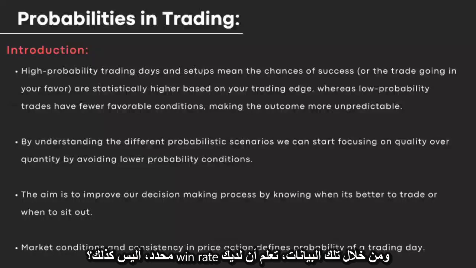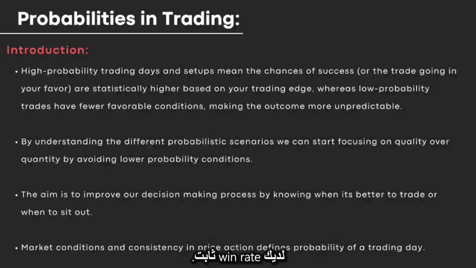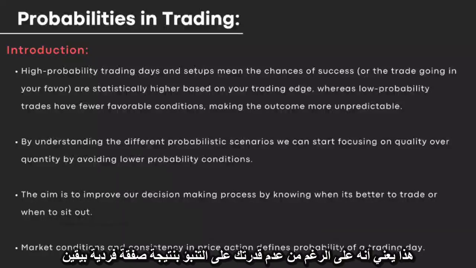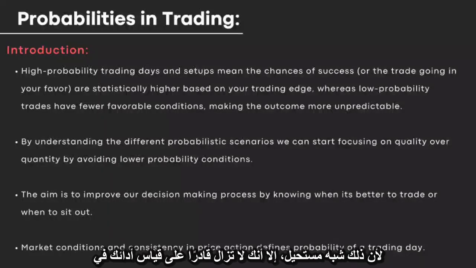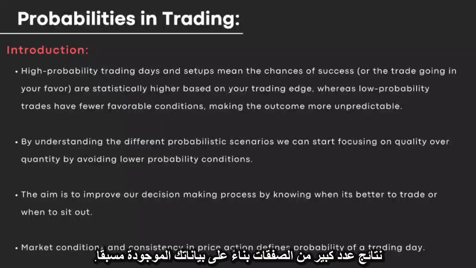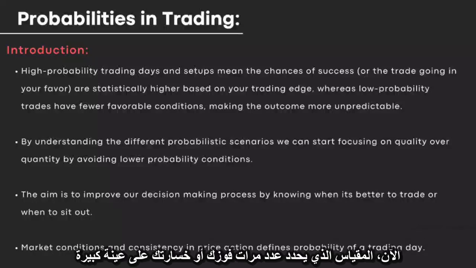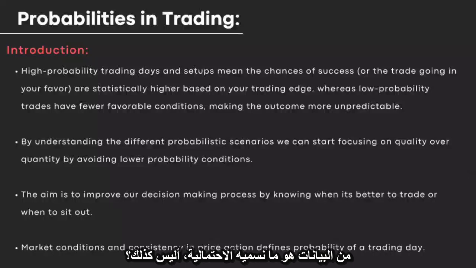And through that data and edge, you know that you've got a definite win rate, right? You have a set win rate. That means even though you cannot predict the outcome of an individual trade with certainty, because that's almost impossible, you're still capable of measuring your performance and the outcome of a large number of trades based on your pre-existing data. Now, the metric of how often you would win or how often you would lose over a large sample size of data is what we call probability.